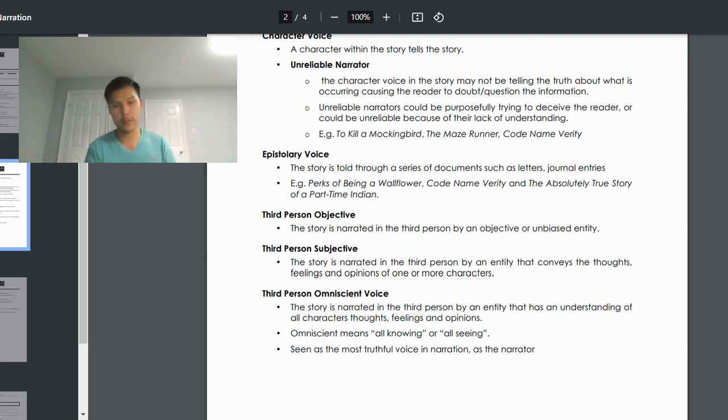Finally, third person omniscience is the idea that the story is narrated in the third person by an entity that has an understanding of all character thoughts, feelings, and opinions. Omniscient means all-knowing, so they see and hear everything that's going on. They can tell you the inner thoughts of a character, they can tell you what's going to happen later on, they can tell you details that you should not be able to know in that moment, because they are all-seeing. They can tell you every little small detail.